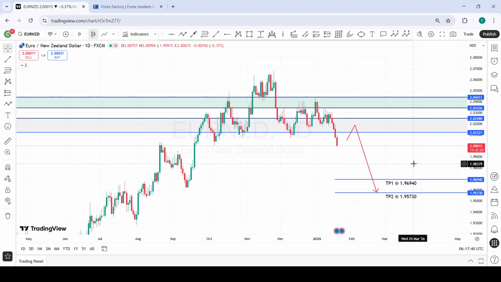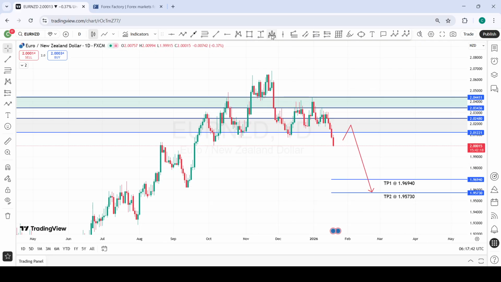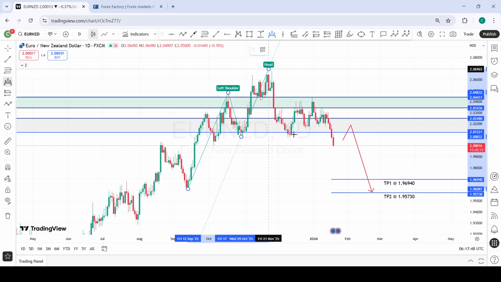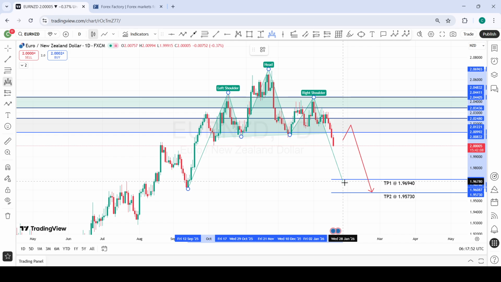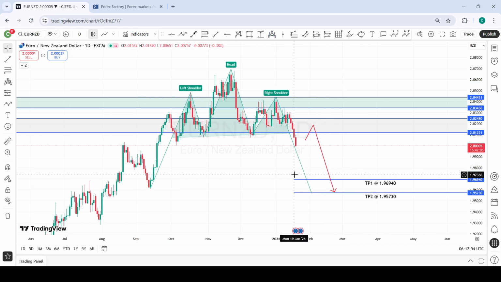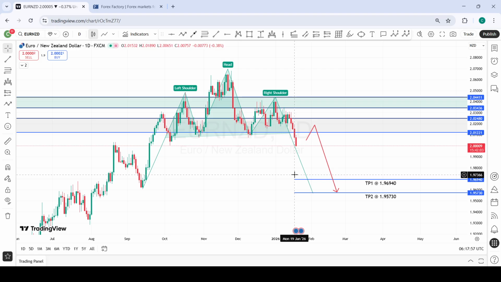It's very clean now, and so this is the head. This is the left shoulder. This is the head. This is the right shoulder, and we are looking for price to continue selling to the downside. So we are very bearish on EURNZD this week.